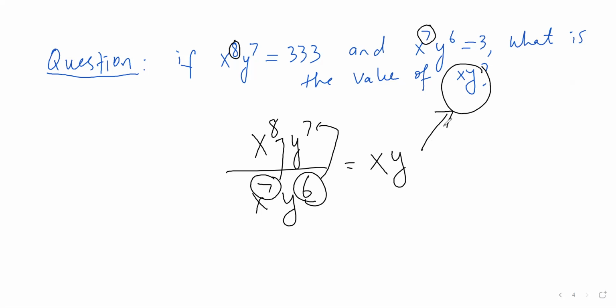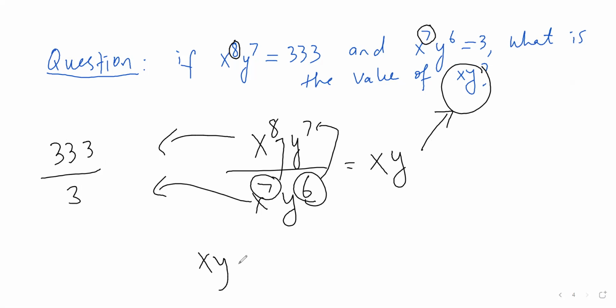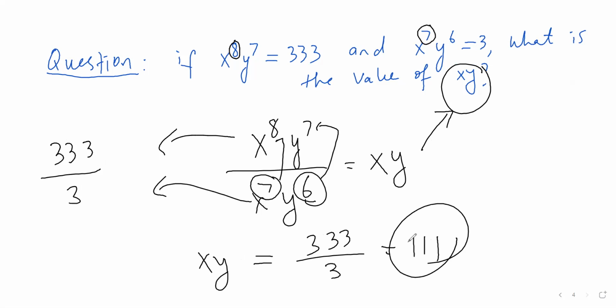So then I just divide their values. The value of this one is 333, and the value of this one is 3. So then xy is simply 333 divided by 3, which will be 111. So that's the value.